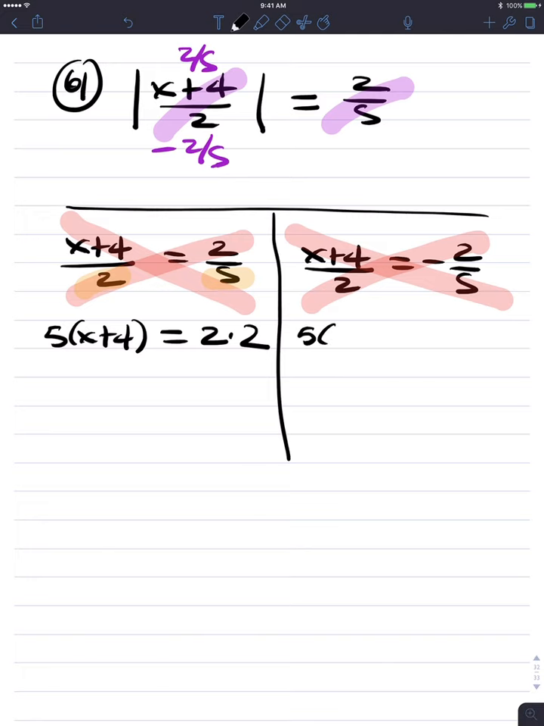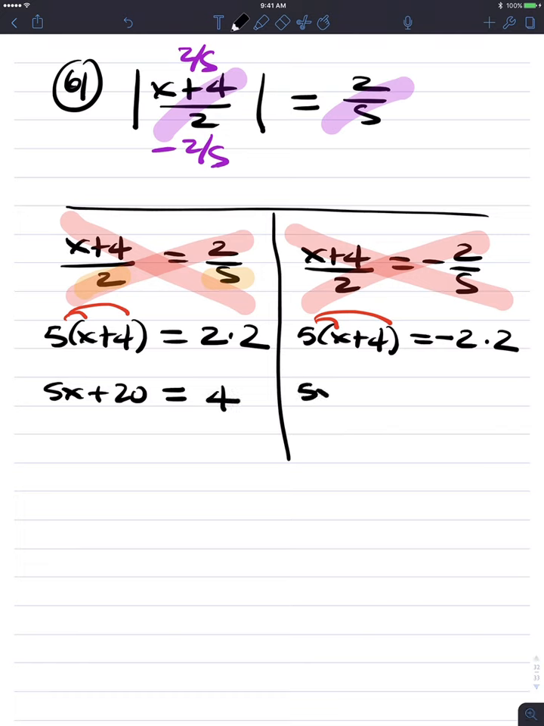So we'll have 5 again times the x plus 4 will be a negative 2 times positive 2, because we have a negative value there. Let's make that clear, there's a negative 2 here. Now we're going to solve each equation, but we have to get rid of the parentheses by the distributive property. So 5 times x is 5x, and 5 times a positive 4 is a positive 20, and this will equal a positive 4. 5x plus 20 by the distributive property. In the second case, it's negative 2 times positive 2, which gives you negative 4.